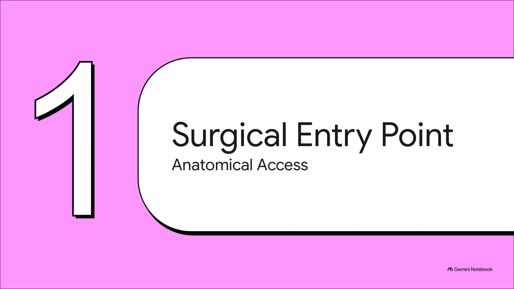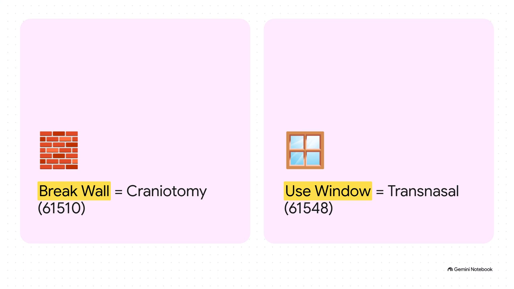Section 1, the surgical entry point. So the most fundamental challenge in all of neurosurgery is simply getting there, right? Anatomical access. How do you reach a deep-seated problem without causing catastrophic damage to the surrounding brain tissue? To reach a target like a pituitary tumor nestled at the base of the brain, a surgeon basically has to make a strategic choice between two options. They can either break the wall, which represents a traditional open craniotomy, or they can use the window, navigating naturally through the nasal cavity and the sphenoid sinus. The underlying pathology is exactly the same, but that initial entry point dictates a completely different coding pathway.